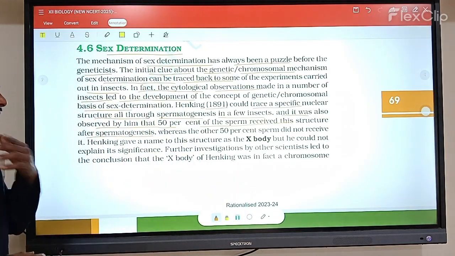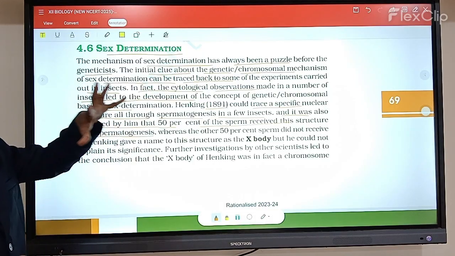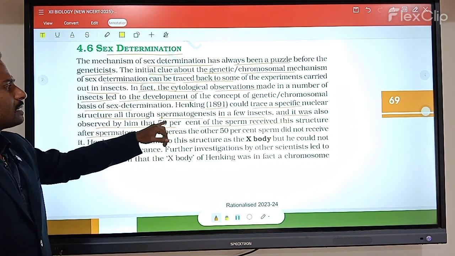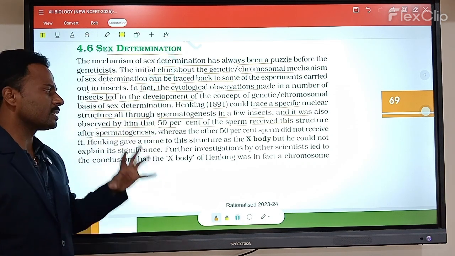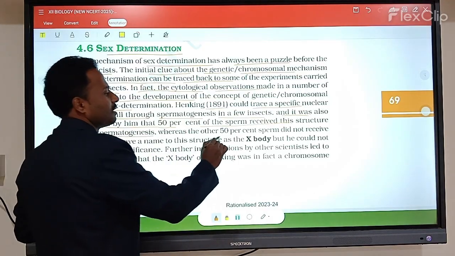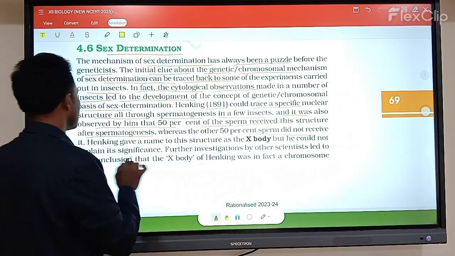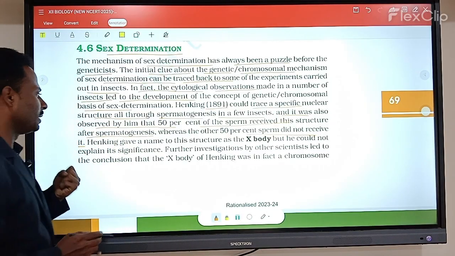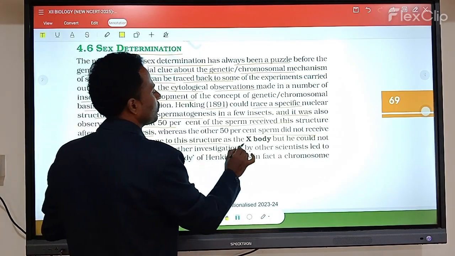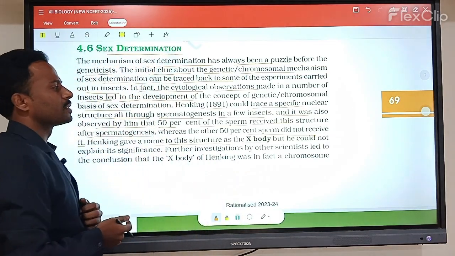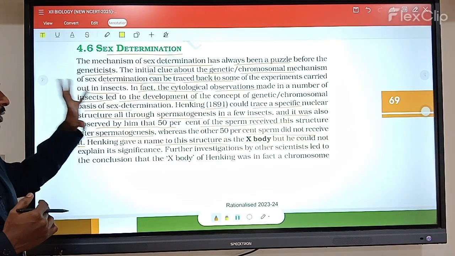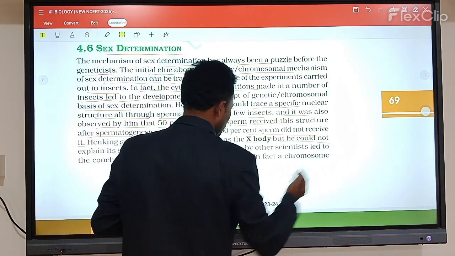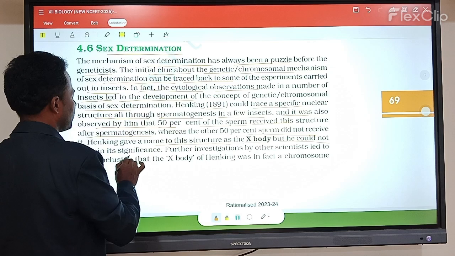So the scientist Henking first noticed some specific nuclear structure during spermatogenesis. After he did experiments, he found that in 50% of the sperms he did not receive it. So only 50% received it and 50% did not. Henking gave that structure the name X body. The 50% of sperms that received it have the X body, but he could not explain the significance further.